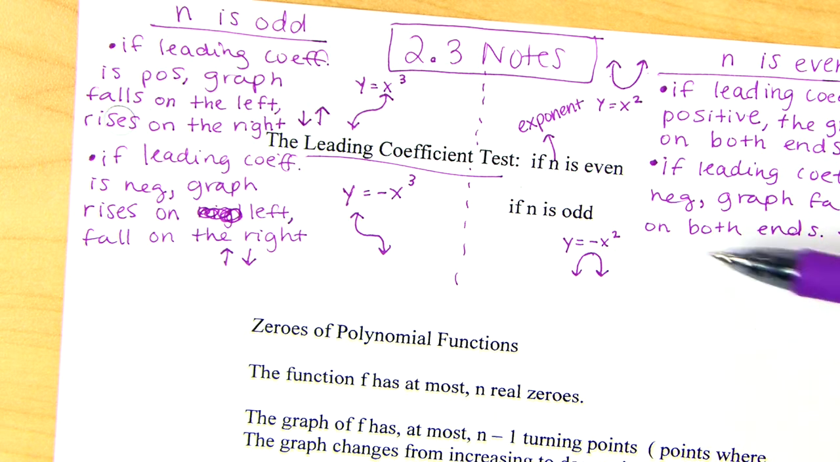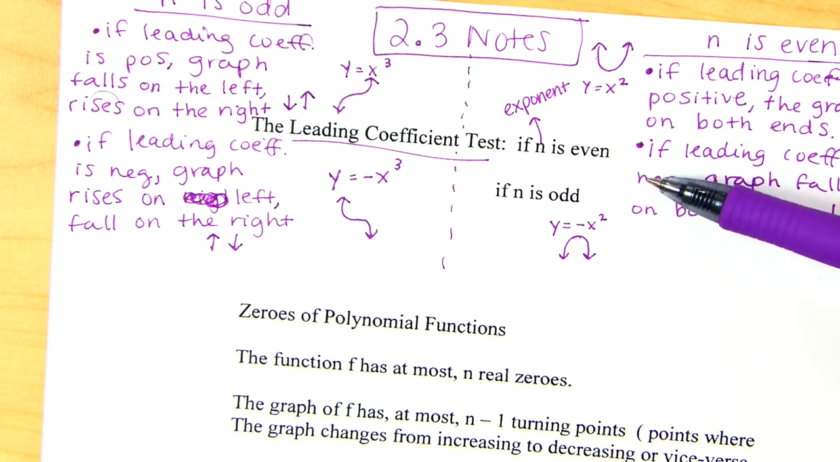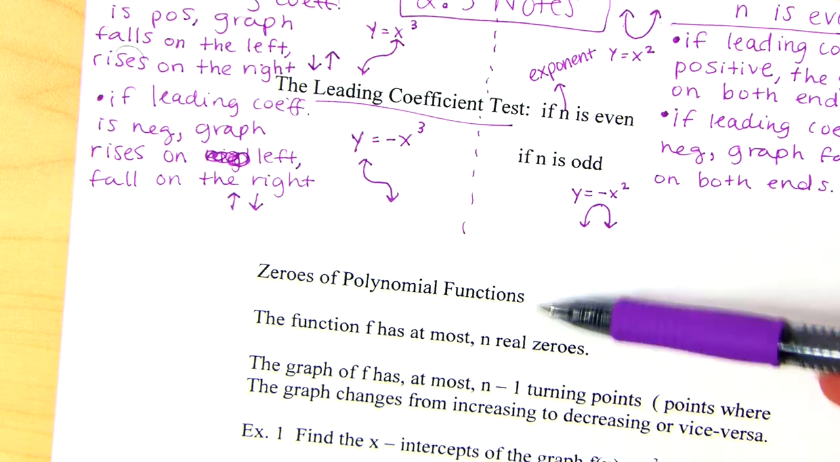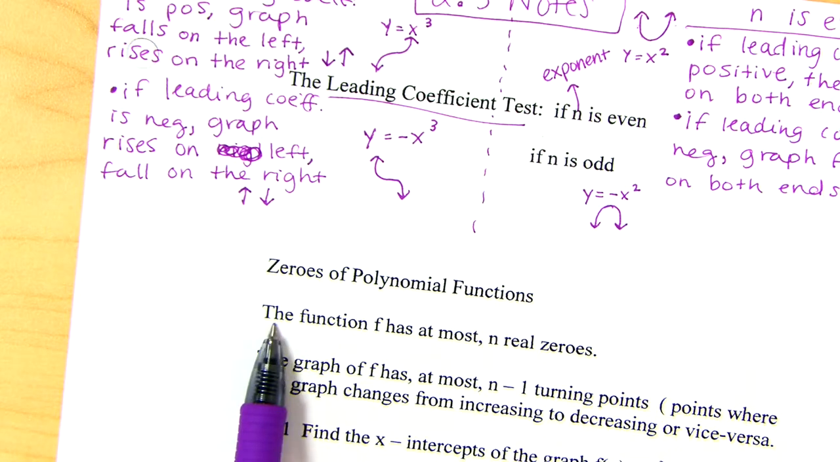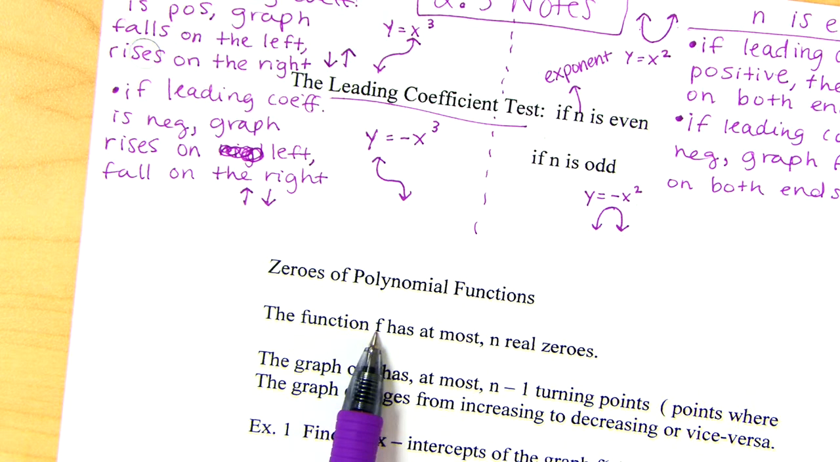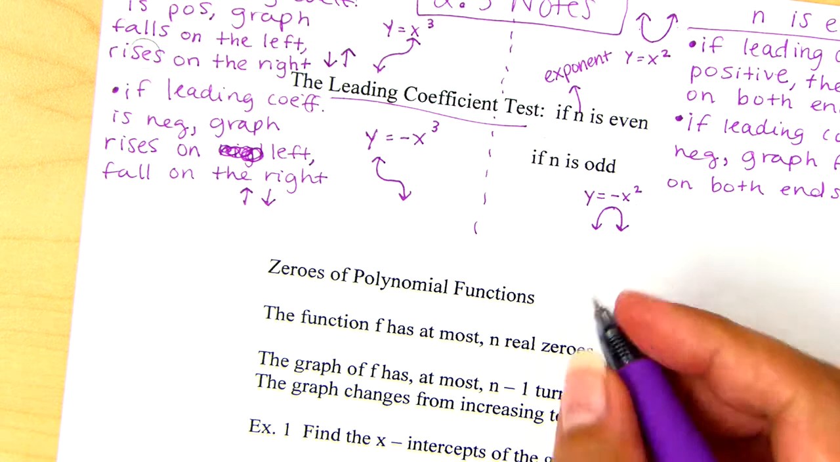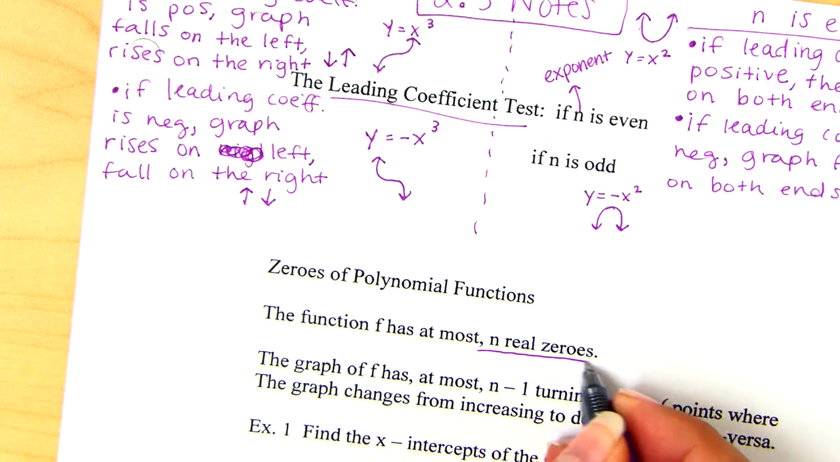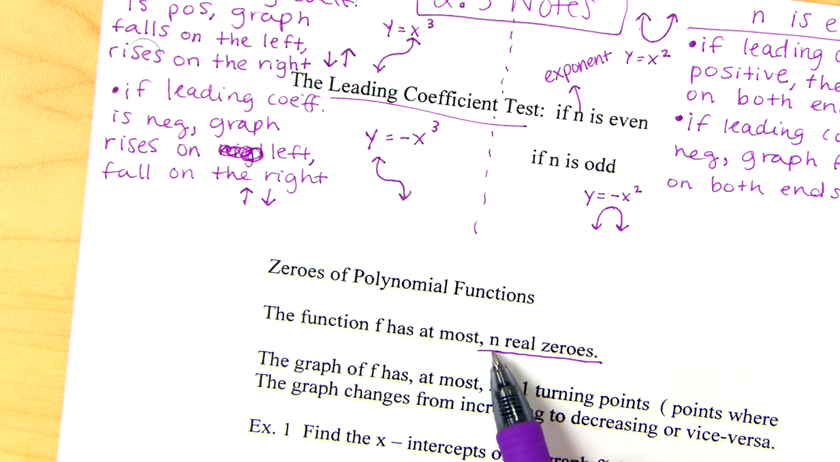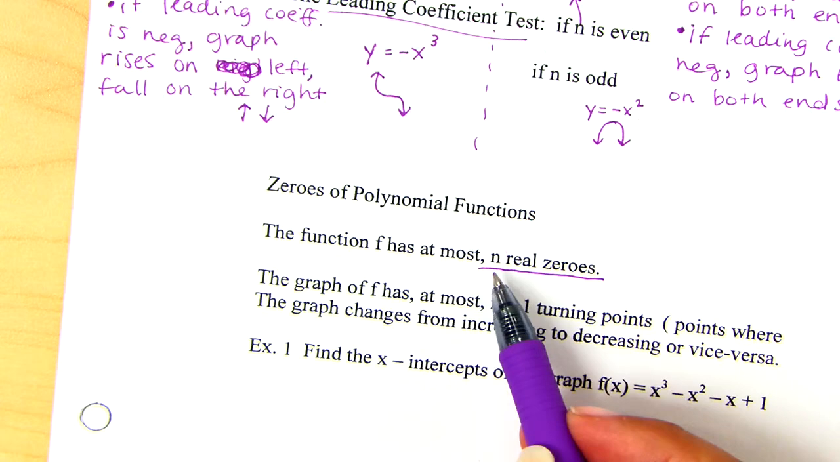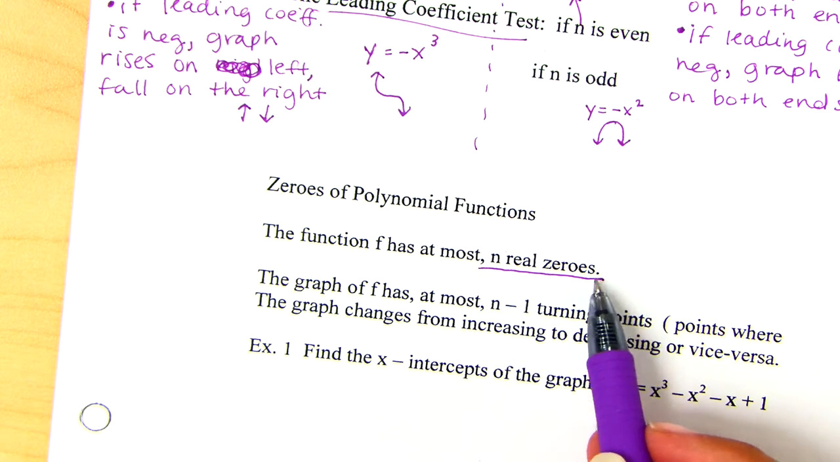Now a couple of other things that we're going to use to help us create our sketches would be the zeros of our polynomials. So the function f has at most n real zeros. So this is an important thing to consider. What does n represent again? Exponent. So whatever the power of my exponent is, that's the maximum amount of real zeros that I can have.